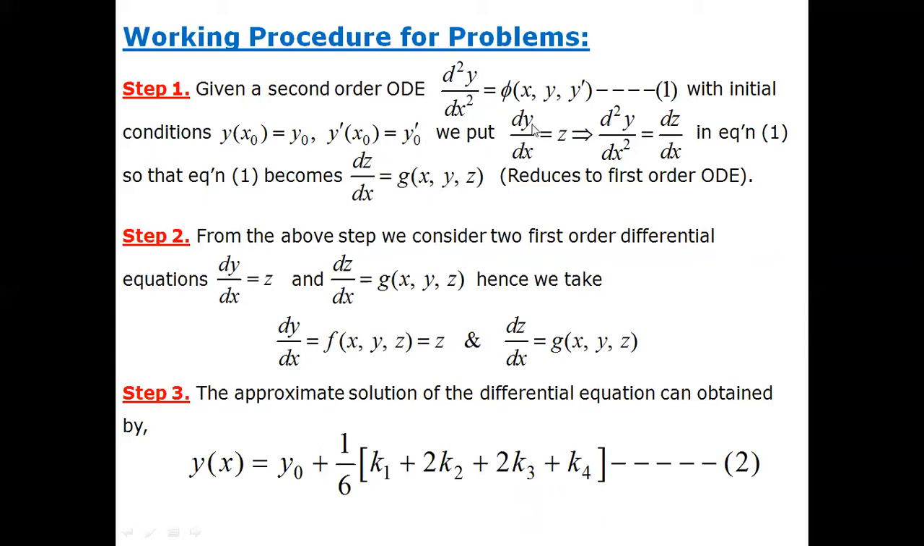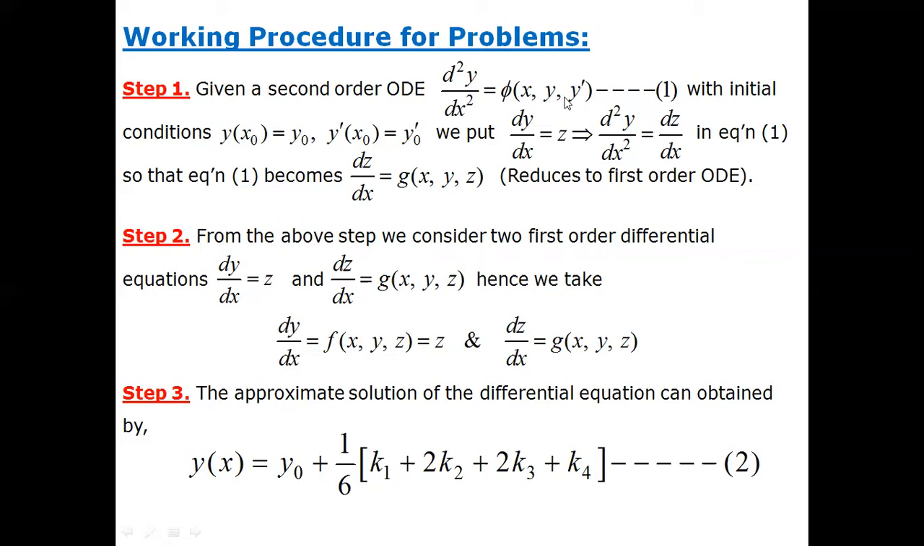So we put dy by dx is equal to z, and if we differentiate this, we get d square y by dx square is equal to dz by dx. Let us use this substitution and reduce the second order differential equation given here to first order differential equation form. You can observe here d square y by dx square, I can replace this by dz by dx. When I put the substitution y dash, that is dy by dx, as z, this relation will change.